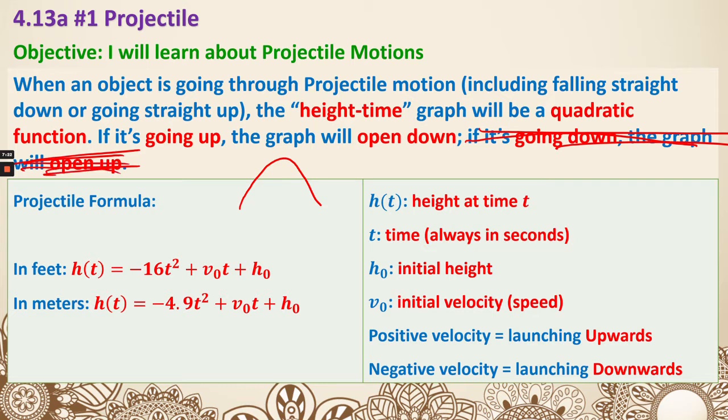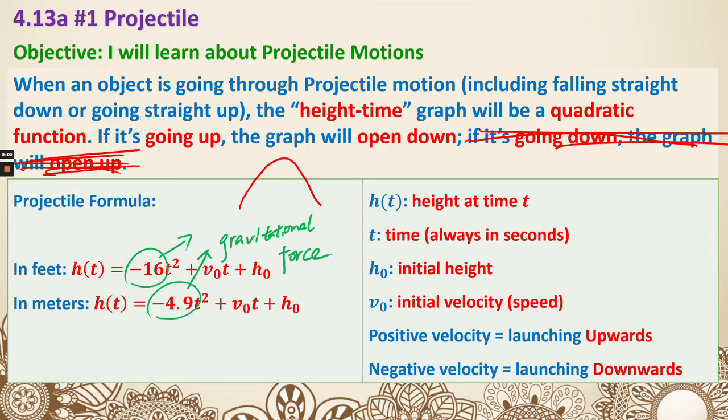Now here are the two formulas. You may have noticed the only difference between these two formulas are the numbers right here. In feet it is -16 and in meters it is -4.9. You will learn in the future these all relate to gravitational force, just in different units. The -16 actually comes from the gravitational force in feet, which is 32. And the 4.9 also comes from the gravitational force, but this time from meters, which is 9.8.